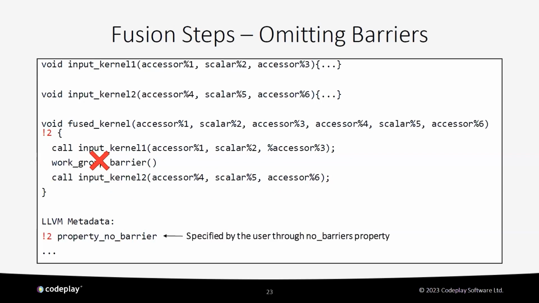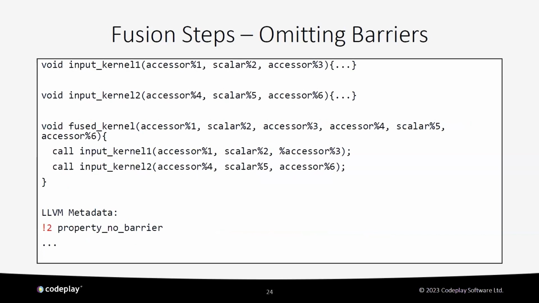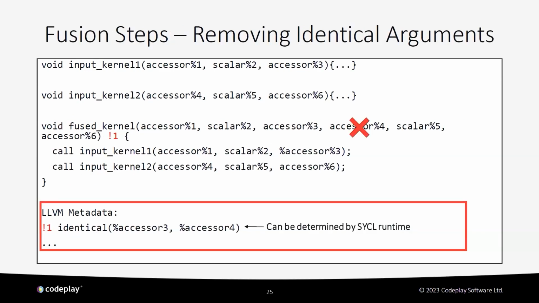If the user knows that they need no barrier, they can just pass a property and we will get rid of the barrier. That might give some better performance, and the JIT compiler will be able to perform further optimizations. Yeah, so omitting the barriers. Okay, as I said, the runtime is capable of identifying identical accessors here. So it reduces the number of arguments being passed, removing the identical accessors that are no longer needed.